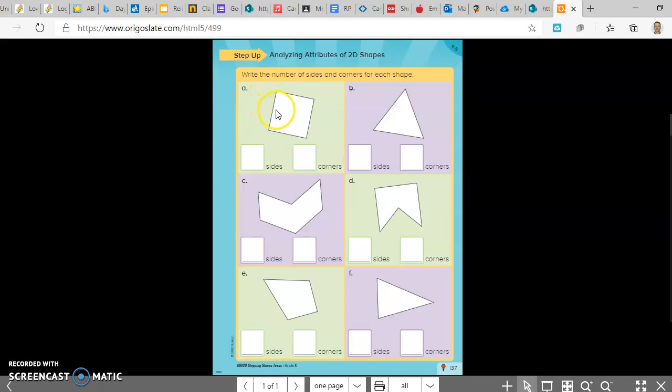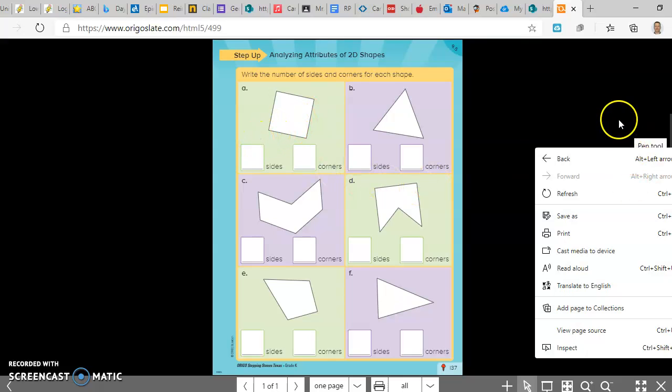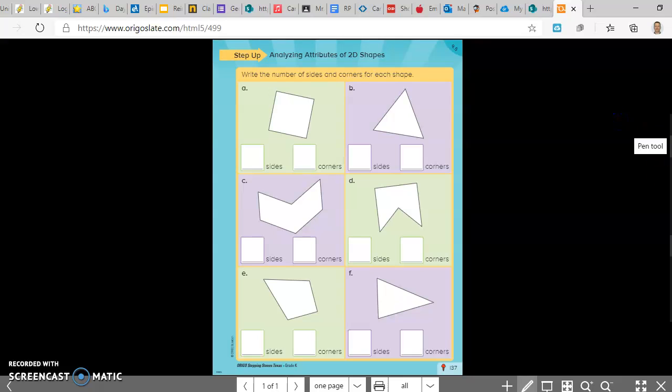Now remember the other one? Let's go ahead and count this one just to make sure, even if we remember that other one. 1, 2, 3, 4. 4 sides. So I'm going to go ahead and write that here. 4 sides. Okay, so the next part of it is corners. How many corners? 1, 2, 3, 4.